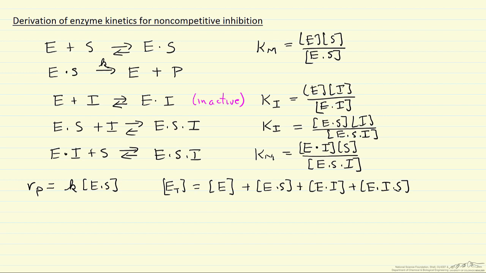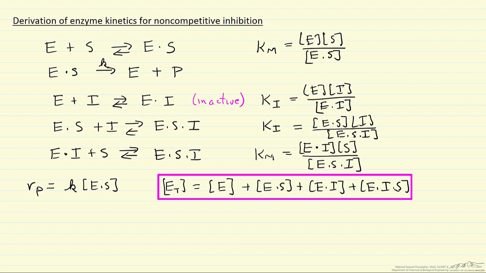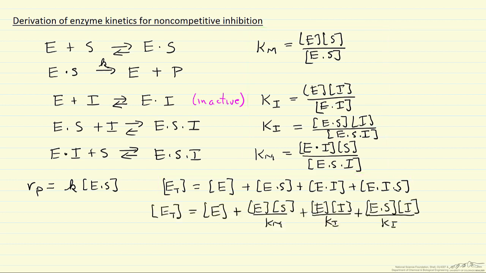So what we're going to do now is substitute into this equation using these equilibrium expressions that we just wrote down. So let me pause and do that substitution. Now our goal is to obtain an expression for the concentration of the enzyme complex. We can substitute here so we can get a rate expression in terms of the measurable variables, namely the substrate concentration and the inhibitor concentration.